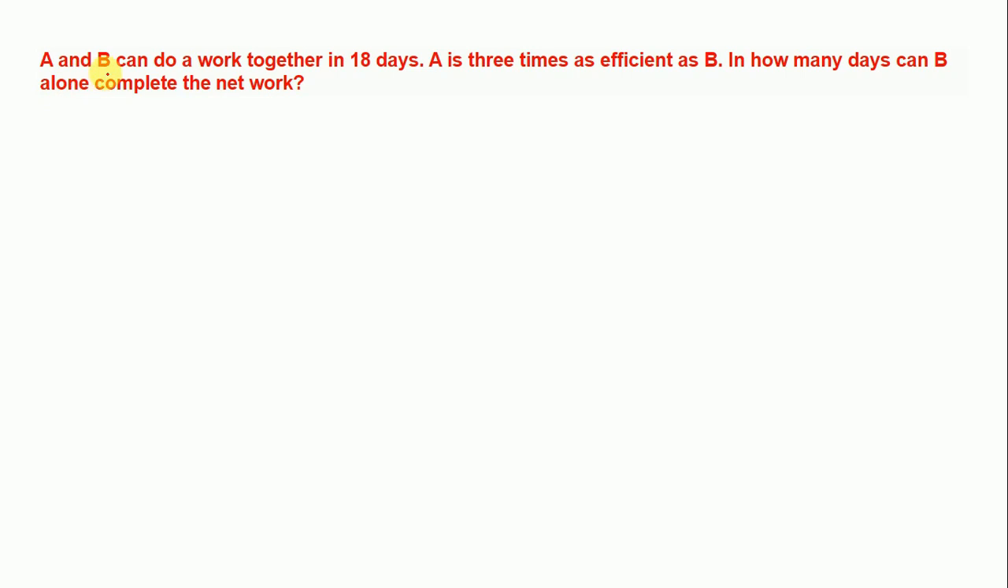Now A and B can do a work together in 18 days. A is 3 times as efficient as B. In how many days can B alone complete the work? So A and B are taking 18 days to complete the work, and A is 3 times as efficient as B. So let efficiency of B be 1, then efficiency of A will be 3. So efficiency of A plus B will be 4, and they have done the work in 18 days. So total work we can say is 72 units.